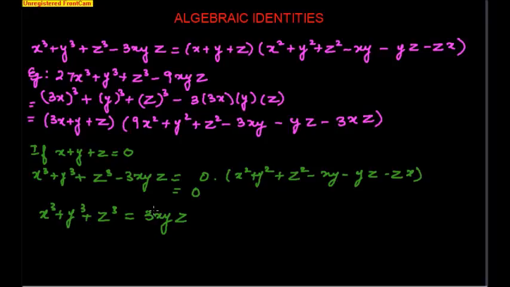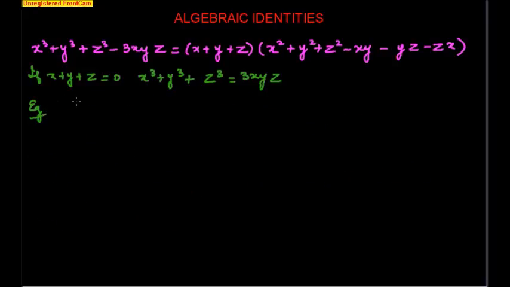Let us see how we'll be using it. So we'll take an example. I take minus 12 cube plus 7 cube plus 5 cube. We need to find the value of this, although by finding the cubes of each term and then adding could be complicated. So we take an easier way with the help of this identity. We know that minus 12 plus 7 plus 5 comes out to be 0. That means x plus y plus z is 0.